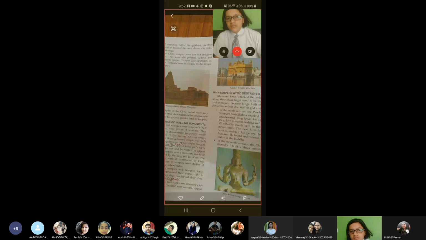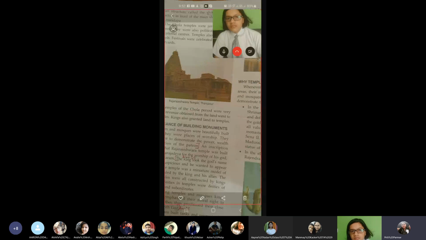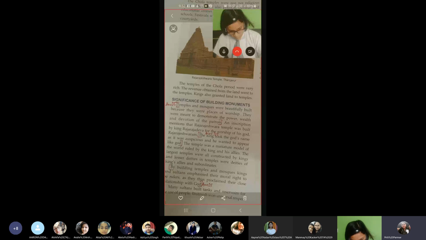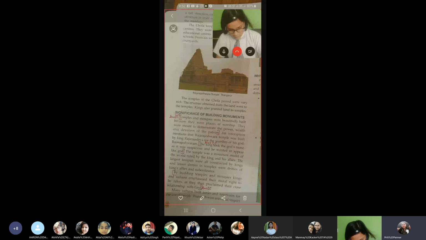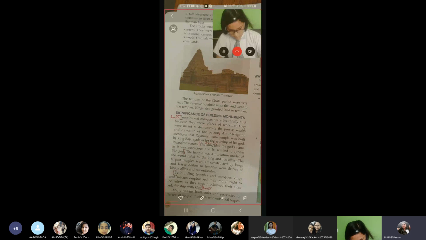Okay. Now, the temples of the Chola period were very rich. The revenue obtained from land went to the temples. Kings also granted land to temples. So the main reason these temples were so lavish is that the kings, especially the Chola kings of the south, dedicated all their power and energy to building the temples. And whatever money they got, the funds they received, they simply used for construction of these temples. Clear?